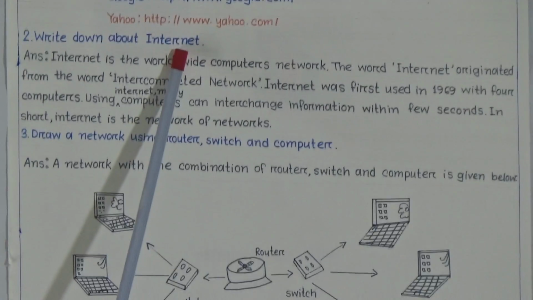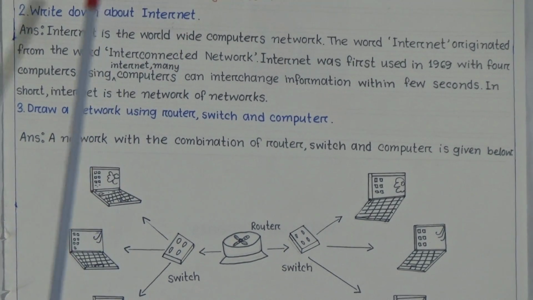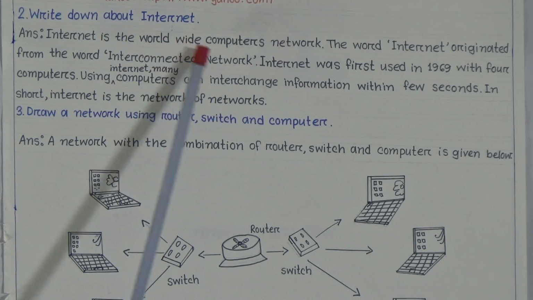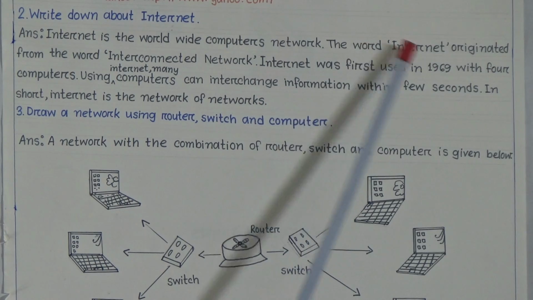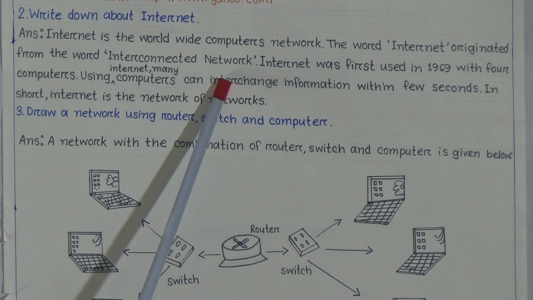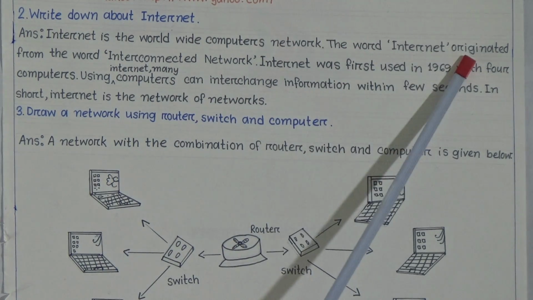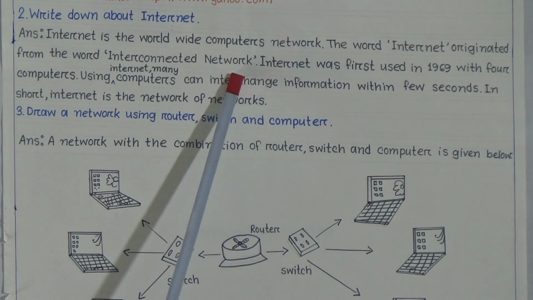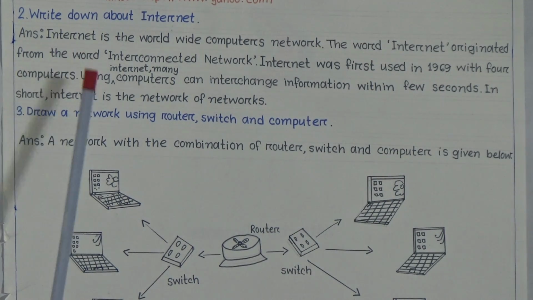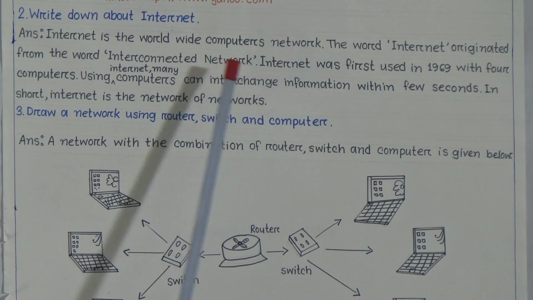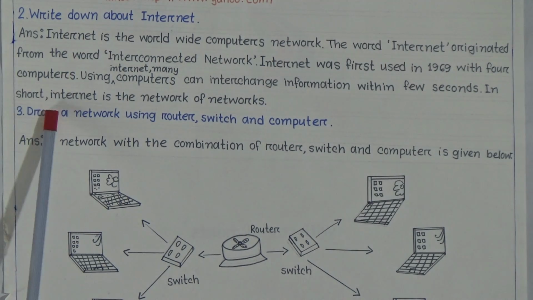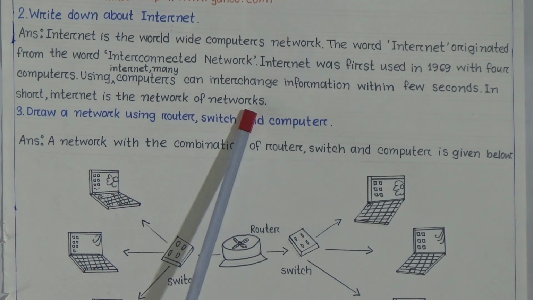Now come to question number 2. Write down about internet. Answer: Internet is the worldwide computers network. The word internet originated from the words interconnected network. Internet was first used in 1969 with 4 computers. Using internet, many computers can interchange information within a few seconds. In short, internet is the network of networks.